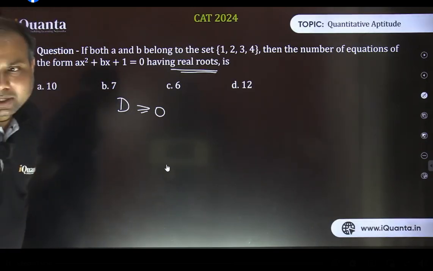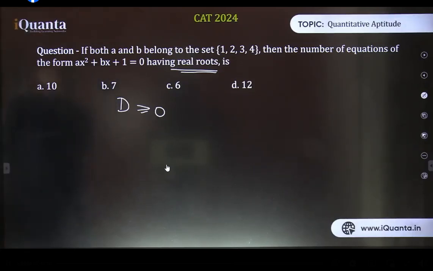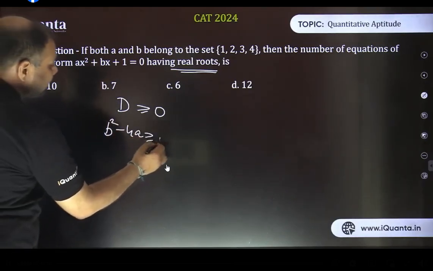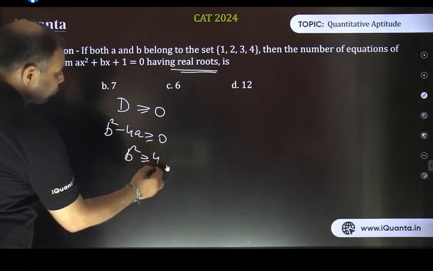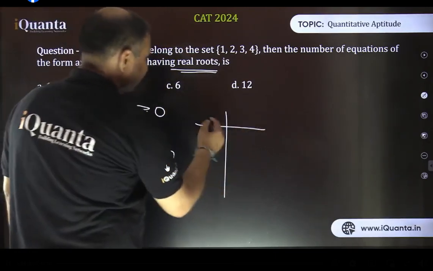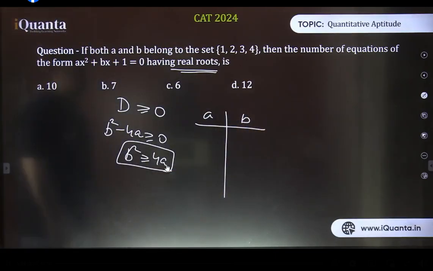Let's check that quickly. So D must be greater than or equal to 0. That means b² − 4ac, that is b² − 4a, must be greater than or equal to 0, or b² must be greater than or equal to 4a. That's the required condition. And we know that both a and b belong to the set {1, 2, 3, 4}. Let's again make the table as last time, a and b. You can start with any of the values. Maybe let me start with a.